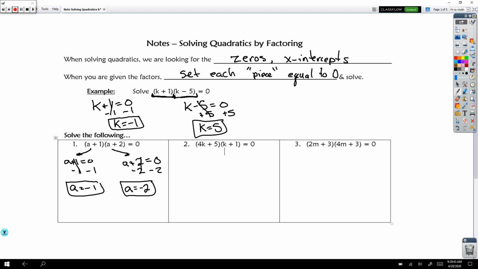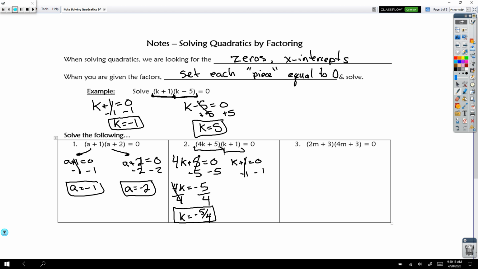Looking at number 2, first piece is 4k plus 5. Set that equal to 0. Second piece would be k plus 1. So I set that equal to 0. So the first piece is going to require two steps. I first have to subtract the 5. So I would have 4k equals negative 5, and then divide by the 4. So here I would have a fraction. k equals negative 5 fourths. Second piece, subtract the 1, and this one is nice and easy. k just equals negative 1, and I'm done.